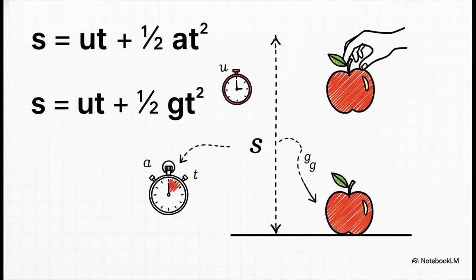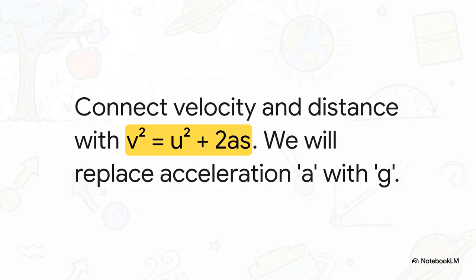Okay, on to our second equation. s equals ut plus half gt squared. This one is super useful when we want to calculate the distance an object has traveled, or more correctly, its displacement s, over a specific time period. And finally, we have v squared equals u squared plus 2gs. This equation is incredibly helpful because it connects the velocity and the distance directly, without you needing to know anything about the time taken. This can be a real time saver in certain problems.